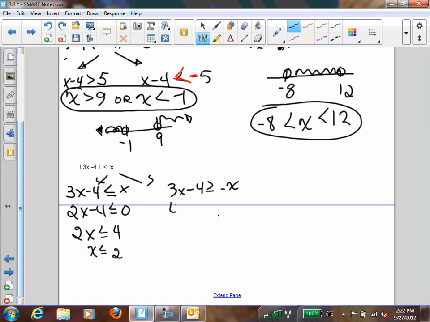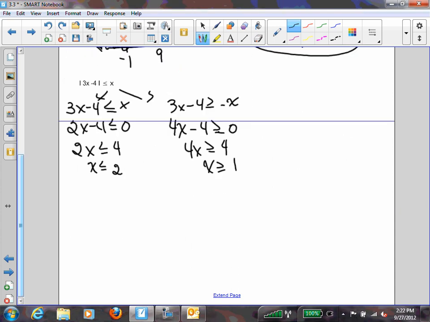This one says 4x minus 4 is greater than or equal to 0. So 4x is greater than or equal to 4. So x is greater than or equal to 1. And so, is this an and statement or an or statement? Because we're greater than 1 and less than 2, so we're going to put them together as an and statement.